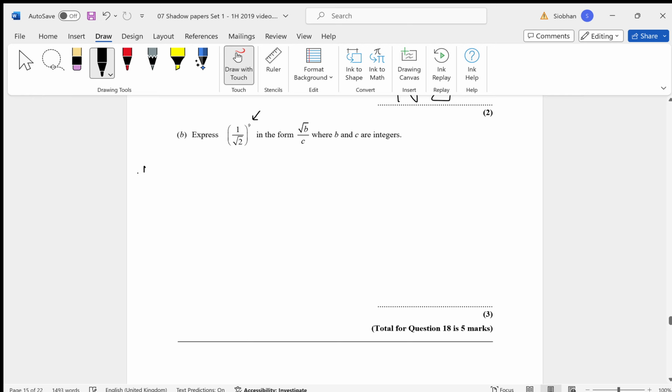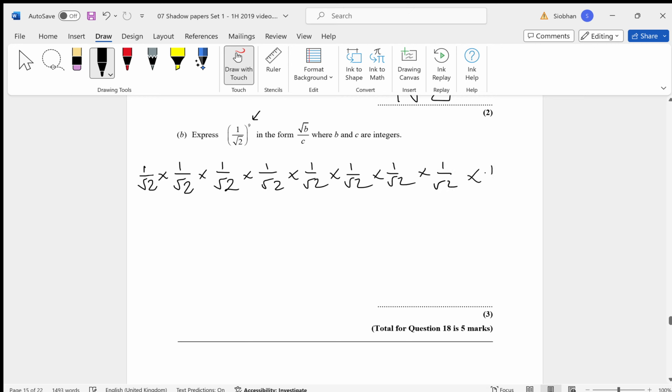So I'm just going to write out what that actually means. We've got 1 lot of root 2 times, now this is quite a long way to do it, however you'll see how we can calculate this answer. Well, there's 4 of them. Let's keep on going. 5, 6, 7, 8, 9. So we've got 9 there. 1, 2, 3, 4, 5, 6, 7, 8, 9.